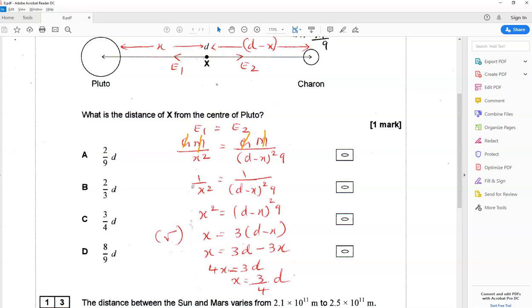And this looks like a quadratic equation. I don't think for 1 mark you'll be given a problem where you have to solve using the calculator. Now if you rearrange this, take the inverse on both sides, you'll get x square is equal to (d minus x) whole square into 9. Take the square root on both left and right side, you get x equals 3(d minus x), and if you simplify, you'll end up getting x is equal to 3 by 4 d, which is the answer.